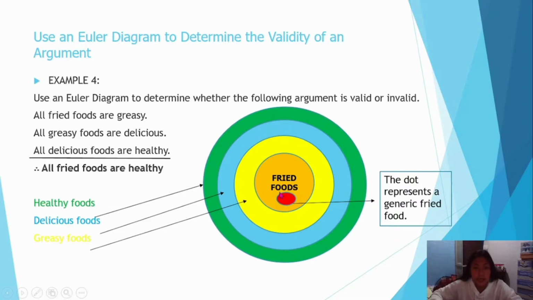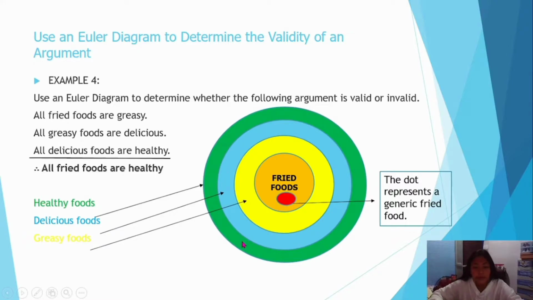It says all fried foods are greasy. So, the fried food circle is completely inside the greasy food circle. All greasy foods are delicious. So, the greasy food circle is completely inside the delicious food circle. All delicious foods are healthy. So, the delicious food circle is completely inside the healthy foods circle.